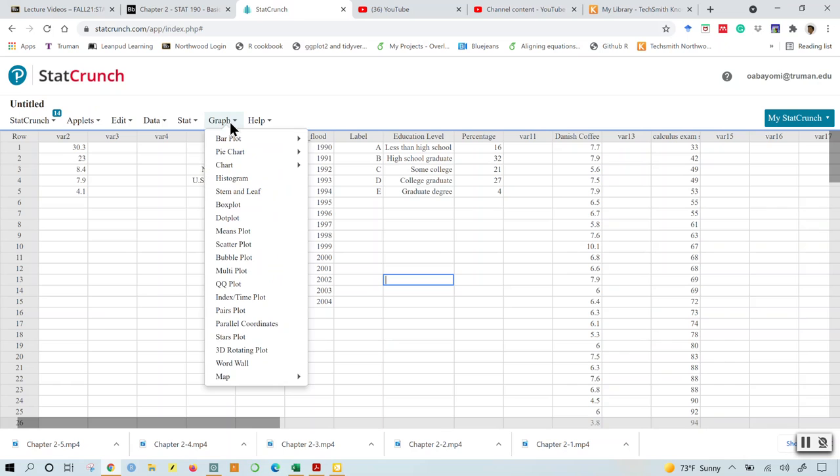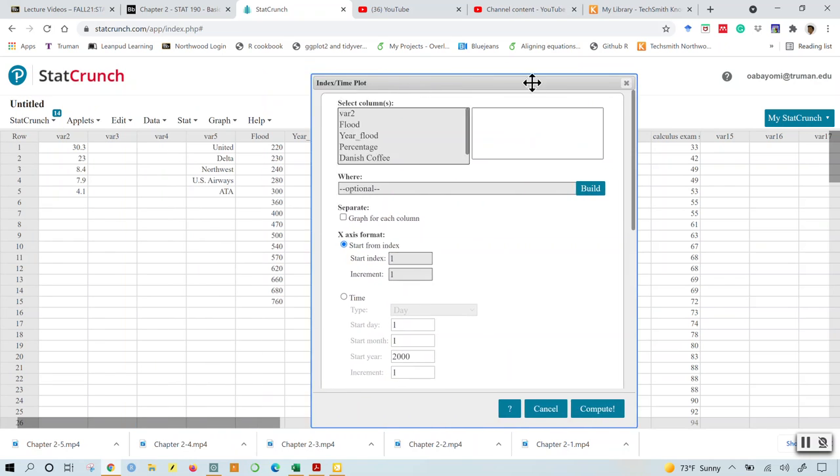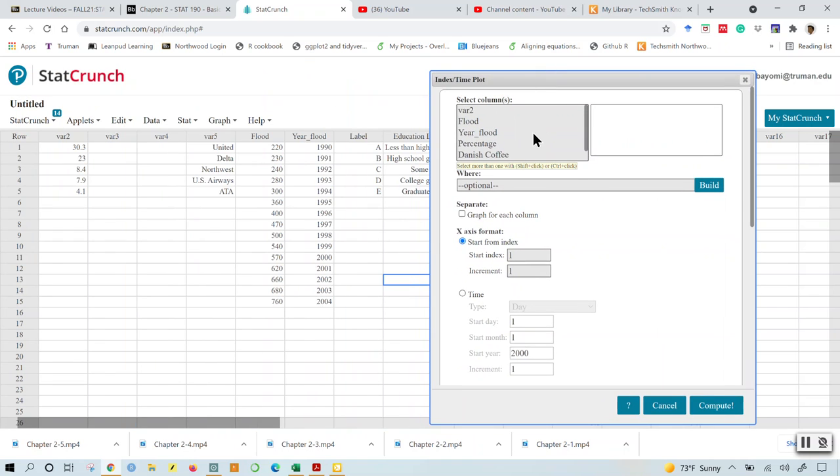To begin to plot your line plot, go to graph. We need index or time plot. So click on that. The only variable you need to key in here, I'm going to drag this aside so that we can see the data and how we set up the parameters. You do not need to key in the year of the flood since it runs consecutively in time from 1990. All we need to grab are the data values, and that is under flood. That is the only thing you should choose.